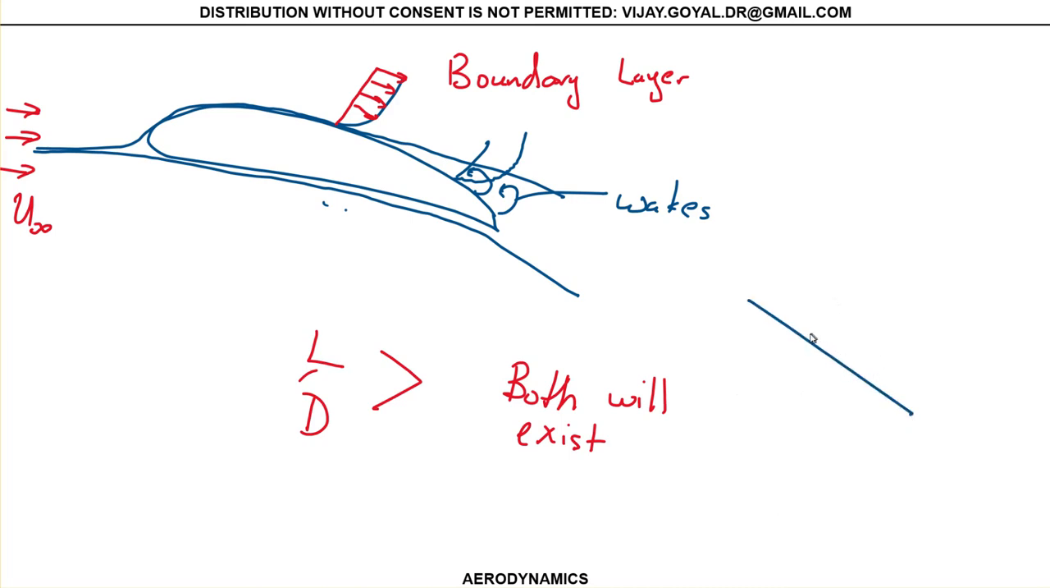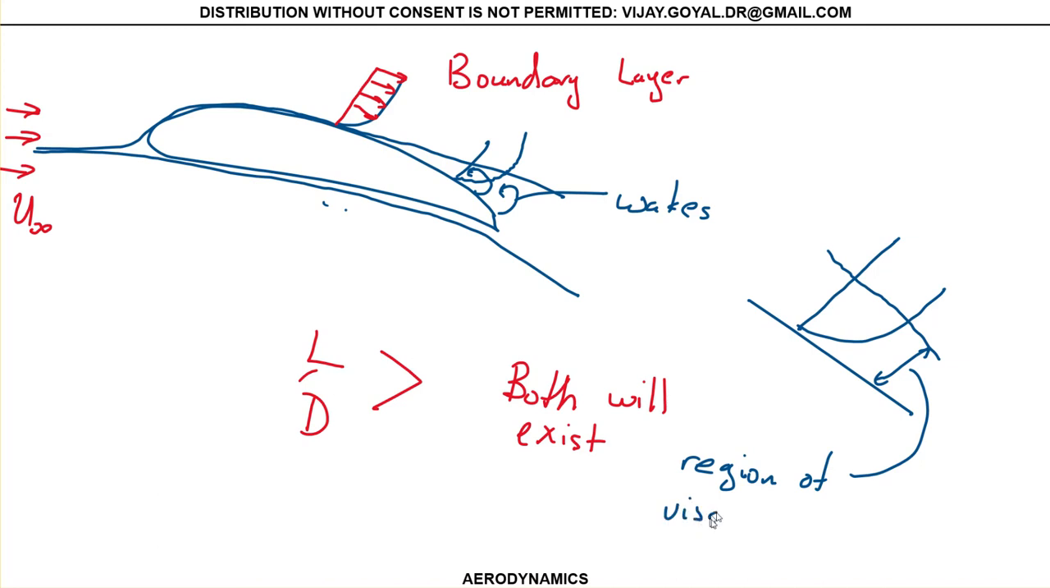So if I have the boundary layer, this part here where it stops being constant here and it stays constant, this is also known as the region of viscous influence. Okay.